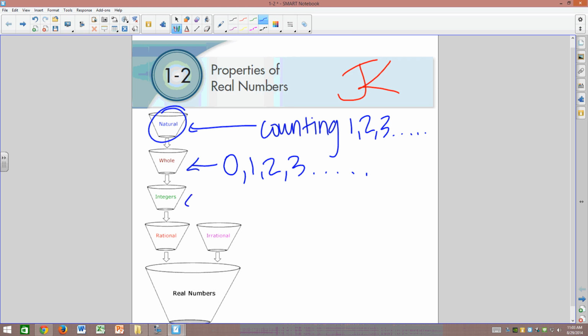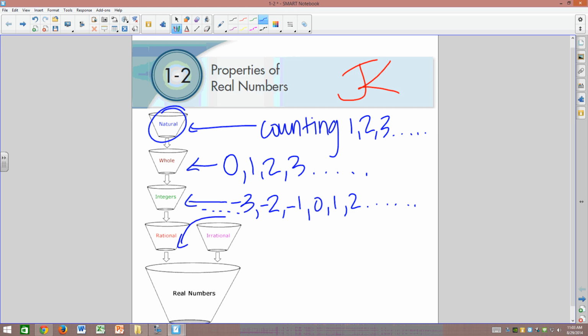Okay, integers. Integers are just the numbers on the number line, which now includes negative numbers. So all whole numbers and natural numbers are also integers, but we added more to it, the negatives.